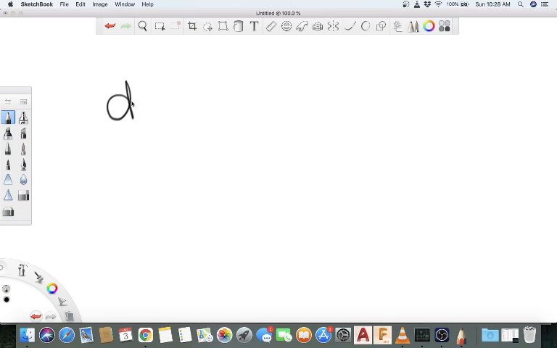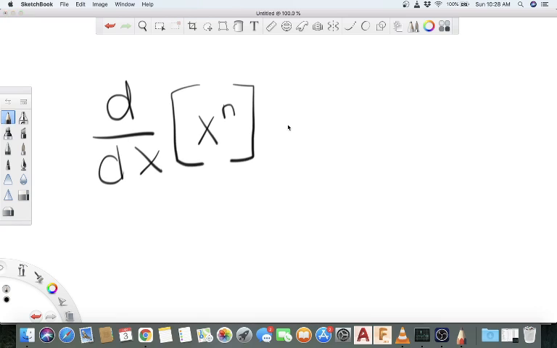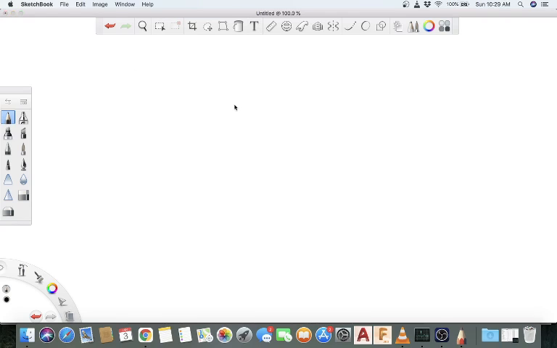So the derivative of x with respect to n states that x raised to the power of n equals the constant n multiplied by the variable x raised to the power of n minus 1. So let's go over some examples.